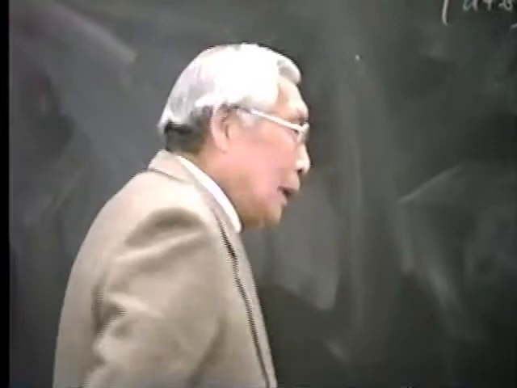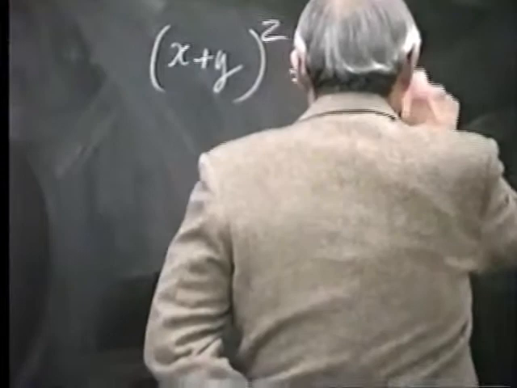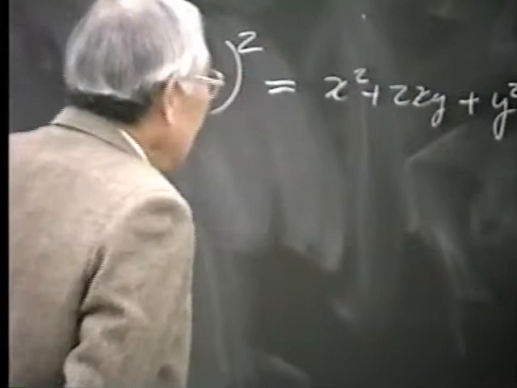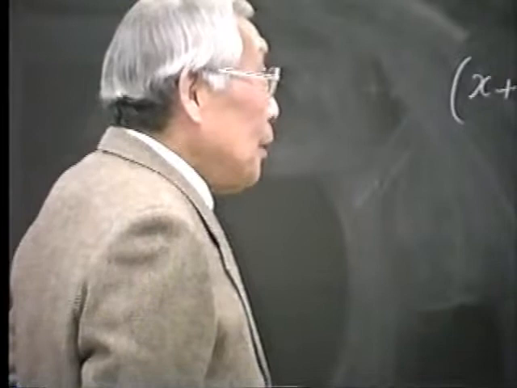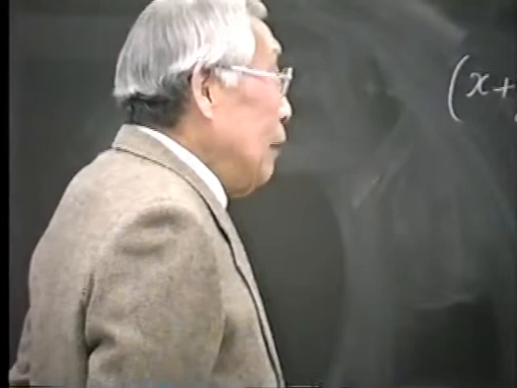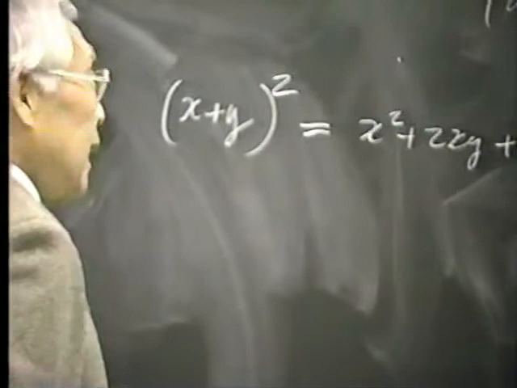The second thing I want you to know is, if I write this, what this should be. Well, this is x squared, 2xy, you will see, this is also an identity. That's not enough. You have to say, this is the same identity as this. Do you see why I say this is not the same? They are not two different identities.